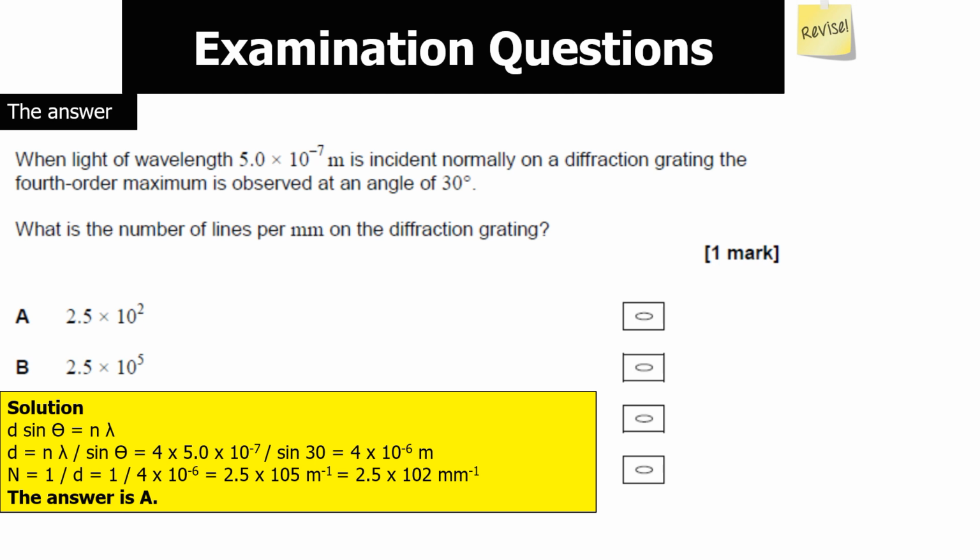Now we know the number of lines per meter, big N, is equal to 1 over d. So we pop that in and we get 2.5 times 10 to the 5 per meter. But we want it in per millimeter, so there's a difference of 10 to the 3. So therefore in 1 millimeter it'll be 2.5 times 10 to the 2 lines per millimeter, so our answer is going to be A.